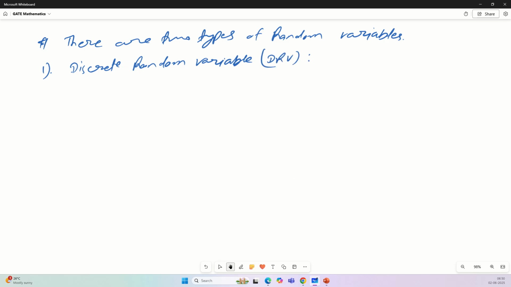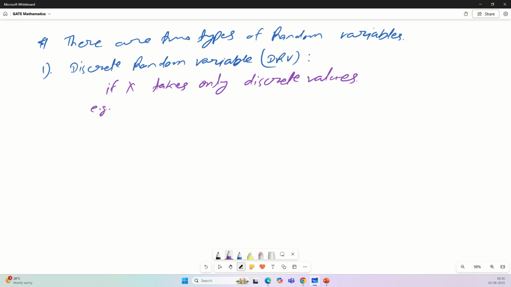So what is a discrete random variable? Let us say we have a random variable X. If X takes only discrete values, discrete means it is not continuous, so all the values will be discrete, and you can count them very easily. For example, if I take some examples of discrete random variables, you can say tossing a coin.